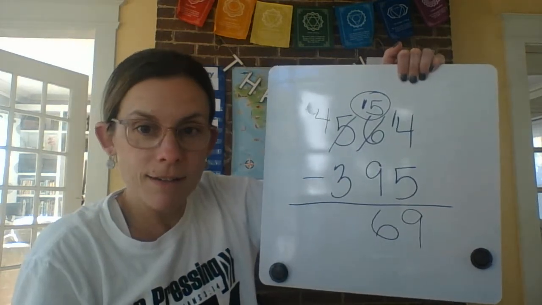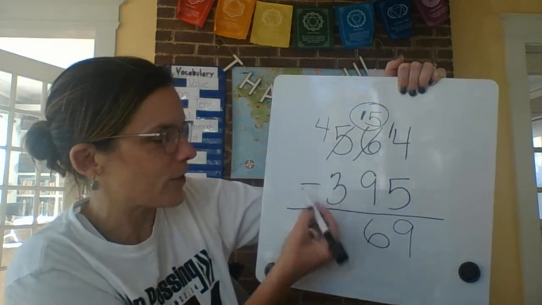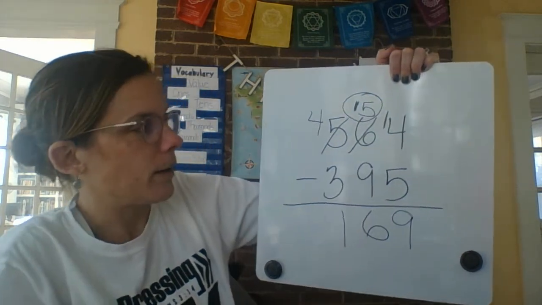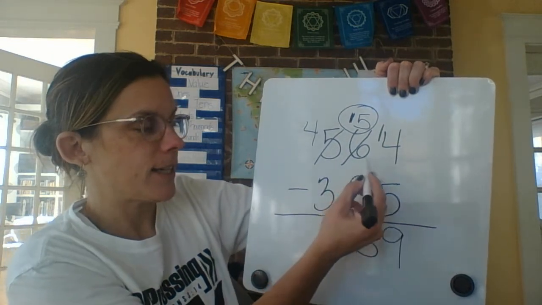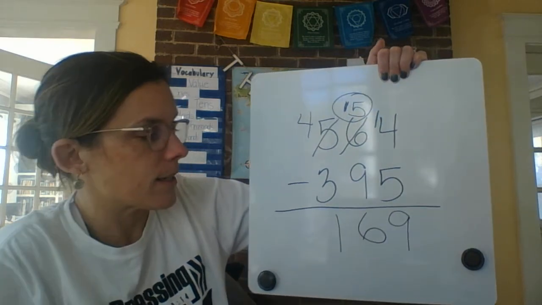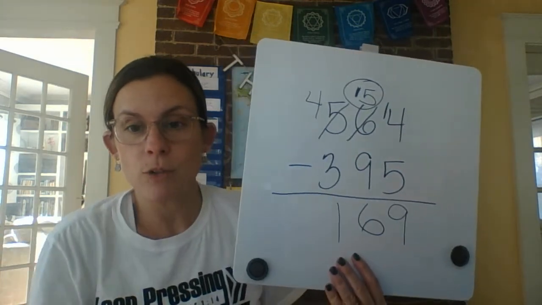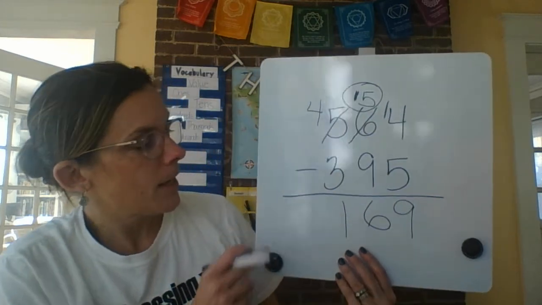Can I do that? I hope so, because there's no more place values to borrow from. So 4 take away 3 is 1. So 564 take away 395 equals 169. That's kind of how I can talk myself through how to do a math problem, okay?